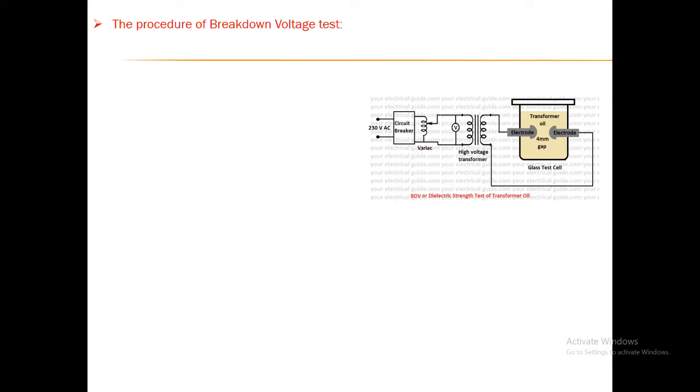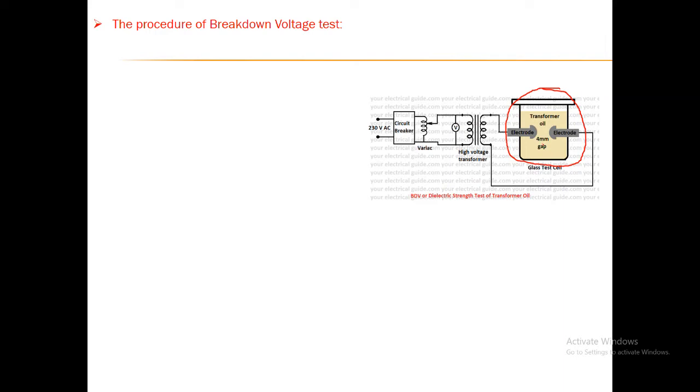Then a variac is used to vary the voltage level to a specified value. Of course, now it needs a higher voltage magnitude, so it requires the high voltage transformer, which is a single phase step up transformer that converts this low voltage into the higher voltage value. And at the end you can see the test cell in which the transformer oil is added. It consists of two electrodes which are completely immersed in this transformer oil.